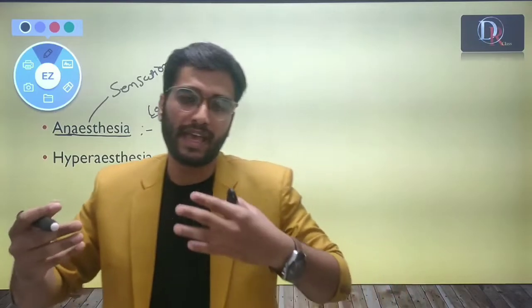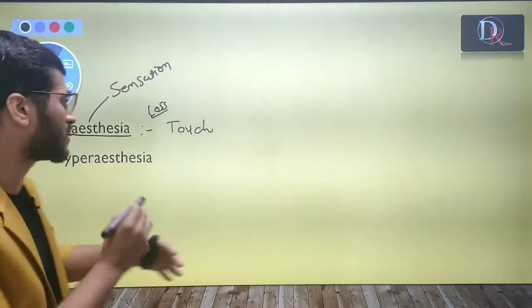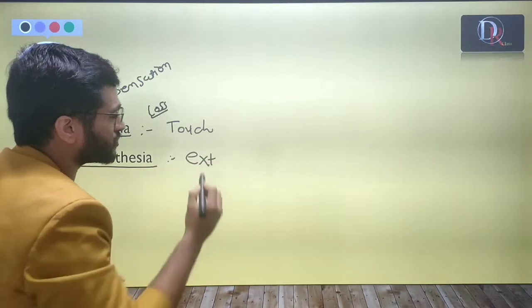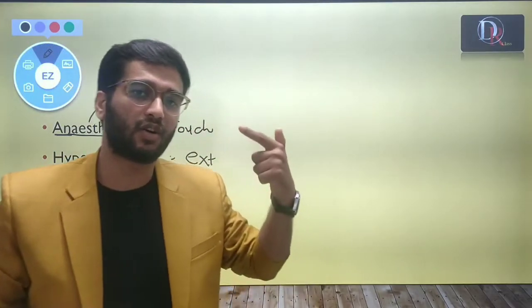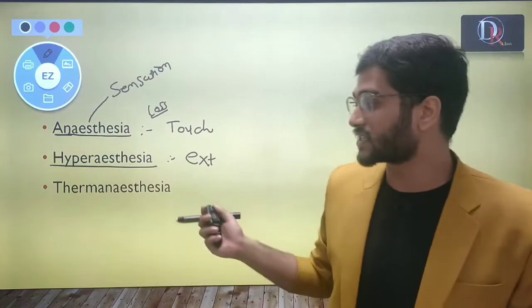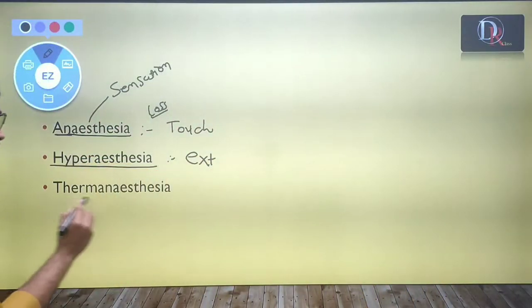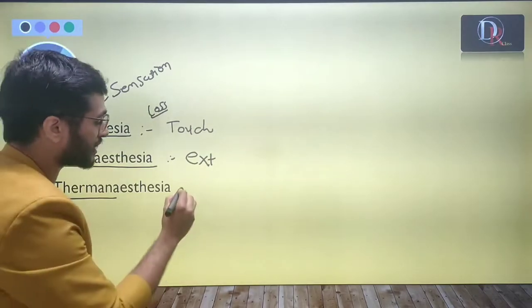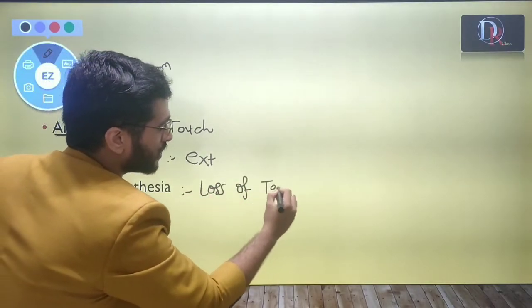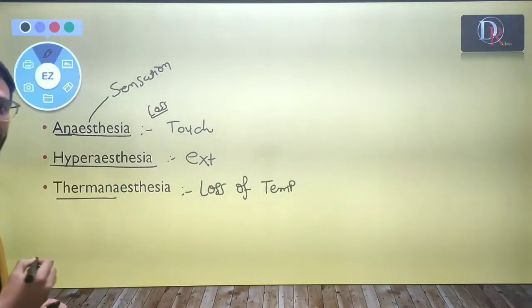Hyper means more, esthesia means sensation, right? So when a person gets extreme sensation to something, over sensitivity towards touch, pressure, pain, everything, that is known as hyperesthesia. Okay, the next term is thermesthesia. Thermo is referred for the temperature. So this one is the loss of sensation toward temperature or heat, right?